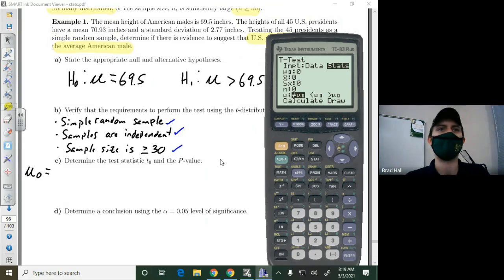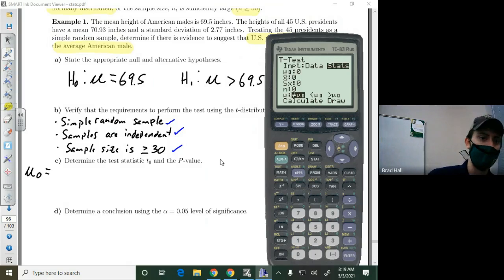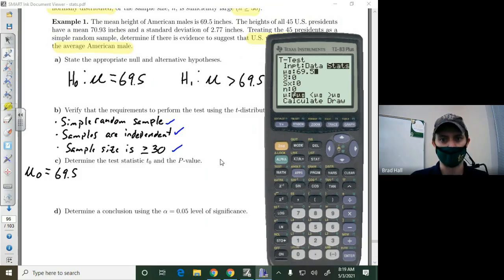mu0 is the assumed mean in the null hypothesis. This is very similar to what we had before. We had p0, that was the assumed proportion. Mu0 is the assumed mean, which was 69.5. So we can go ahead and put in 69.5. Again, similar to before, but instead of p0, it's mu0 because we're dealing with means now, not proportions.